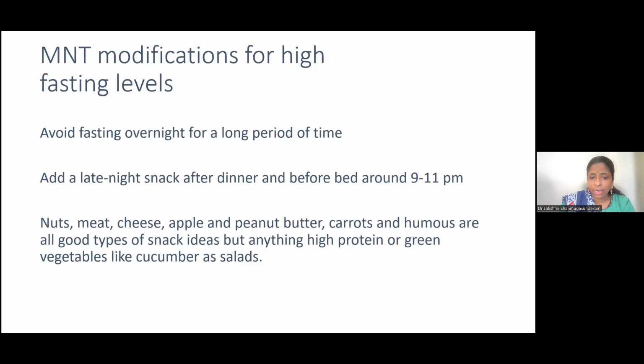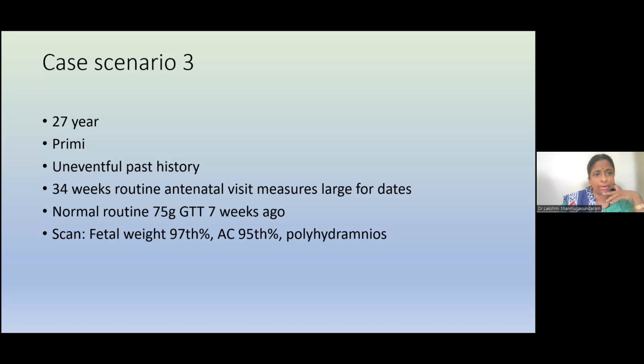This very high blood sugar happens when there's long fasting, because there is the ketotic process setting in and the fatty acid breakdown that is beginning to start.